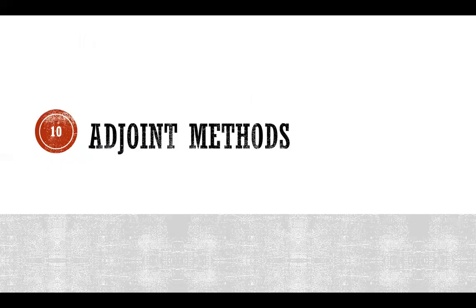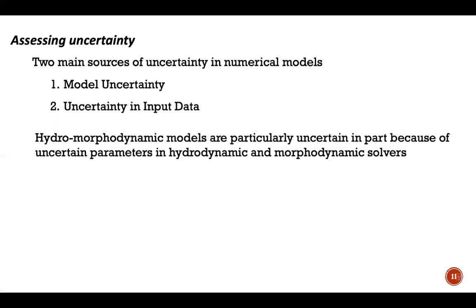Now, that was mostly background, some motivation, and a bit about the model. But what I really want to talk about is adjoint methods. Anyone who works with numerical models will know there's a lot of uncertainty associated with them. There are two main sources. You have model uncertainty, which can come from uncertainty in your outputs.